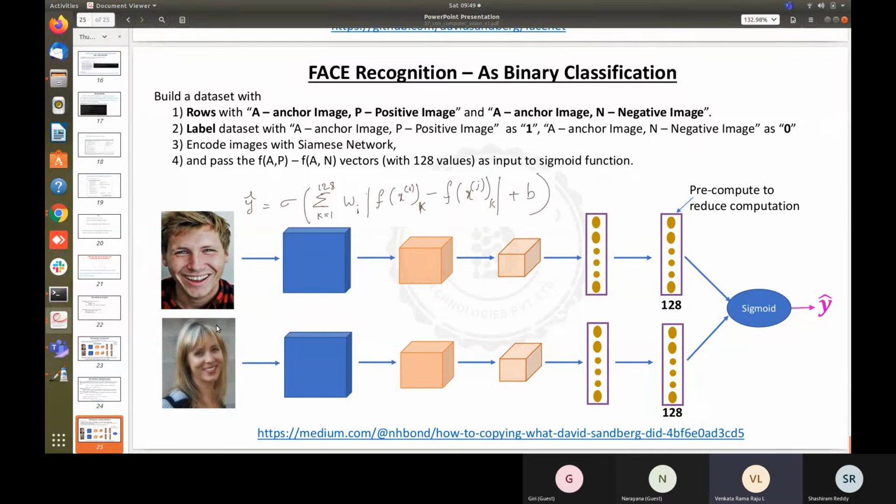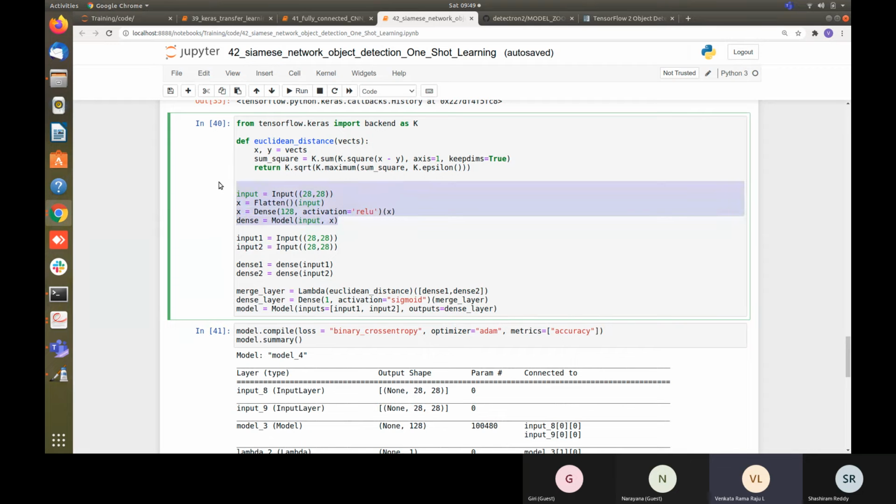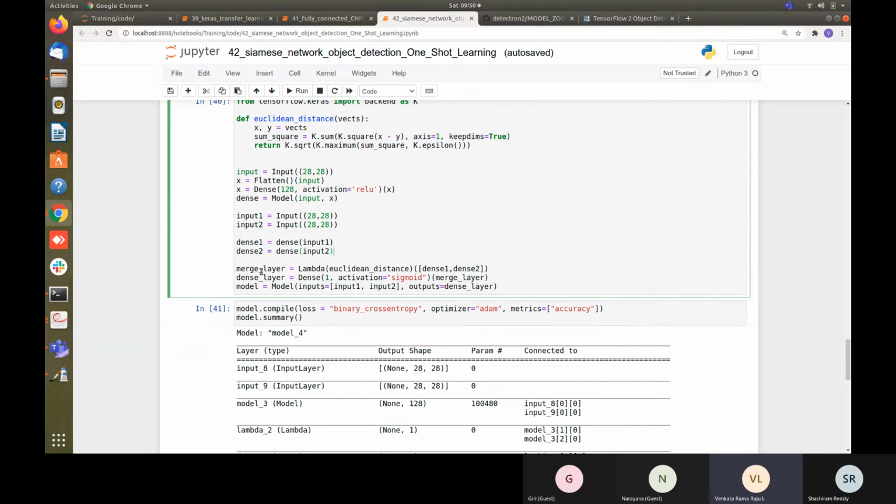Yes, sir. So you can create a class to generate this network and instantiate it, and then you can merge the two. That kind of thing I'm doing here. So I created some statements for class creation, and then I am creating two instances here. Input 1, input 2 I am passing. To the same network I am passing input 1, one network got created; input 2 I am passing, two networks got created. Now, in the merge layer, what I am doing is Euclidean distance.